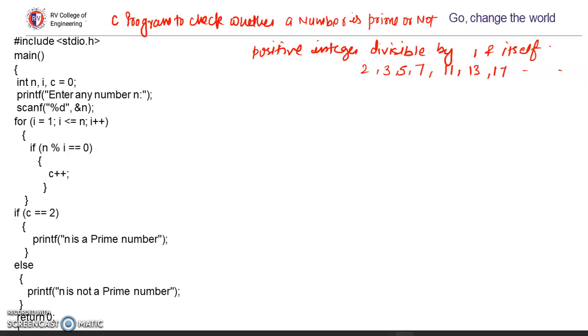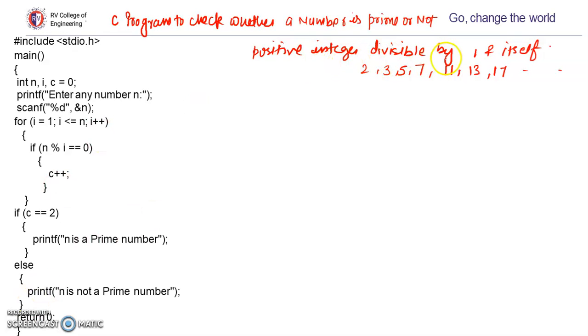In this video lecture, I will explain a C program to check whether a number is prime or not. So here you will learn to check whether an integer entered by the user is a prime number or not. So what is a prime number? A prime number is a positive integer that is divisible by 1 and itself.